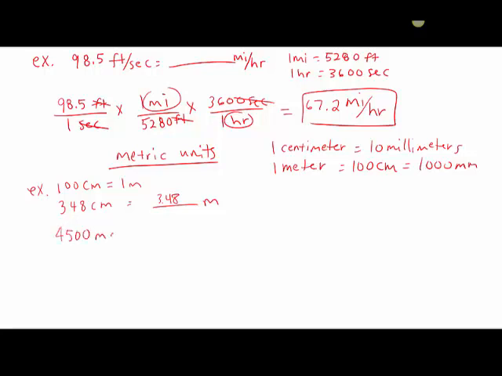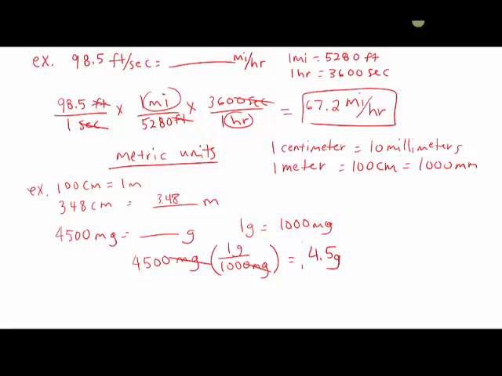All right. What about this one? 4,500 milligrams equal to grams. 1 gram is equal to 1,000 milligrams. So in this one, that's going to be 4,500 milligrams times 1 gram is 1,000 milligrams because we want to convert to grams. So these two cancel. Now it's going to be 4,500 divided by 1,000. So that's going to equal 4.5 grams.